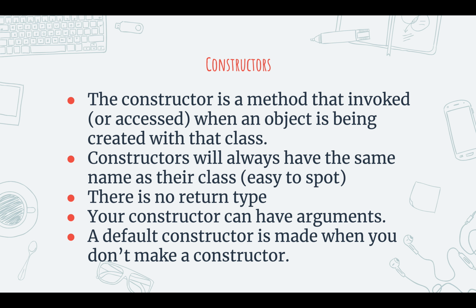There are no return types. And your constructor can have arguments, and this allows us to instantiate the instance variables. You allow yourself to have values within your instance variables. And Java actually creates a default constructor when you don't make your own constructor. So when you don't make your own constructor, what Java does is that it creates its own constructor, and then the instance variables get their own values that it instantiates with.